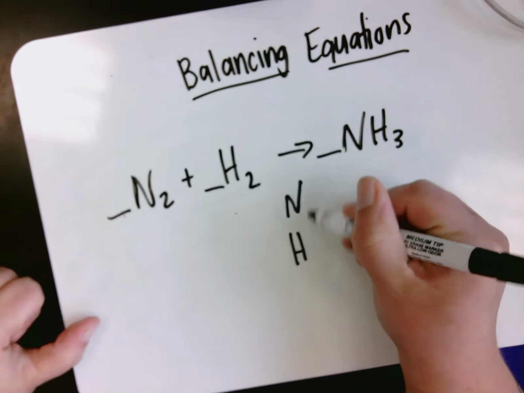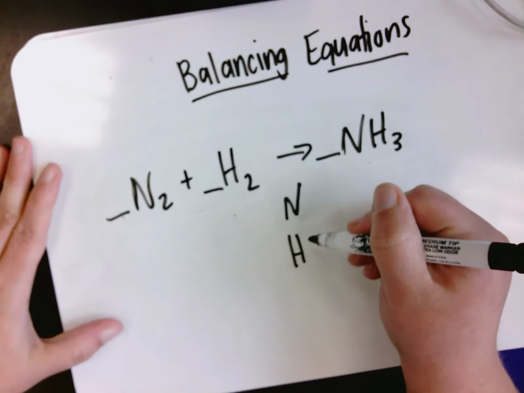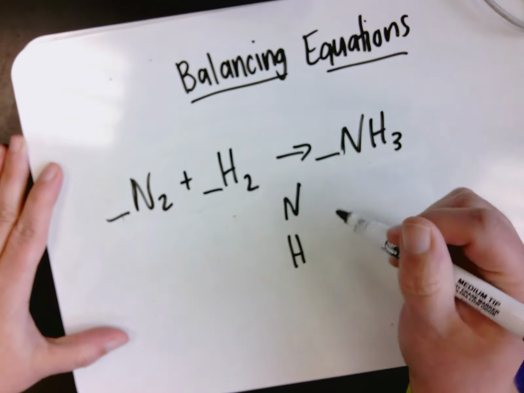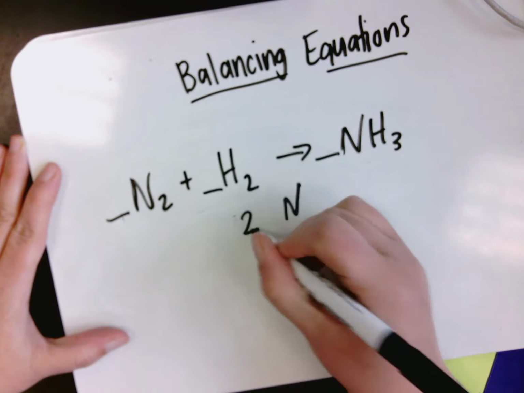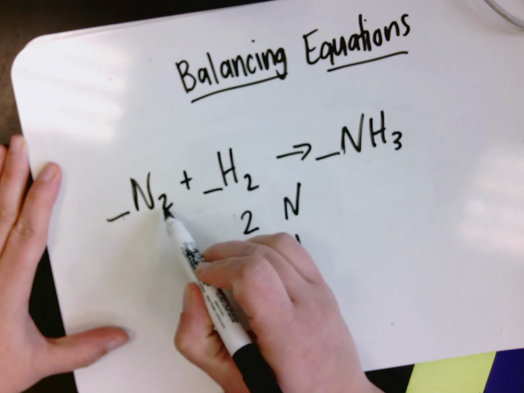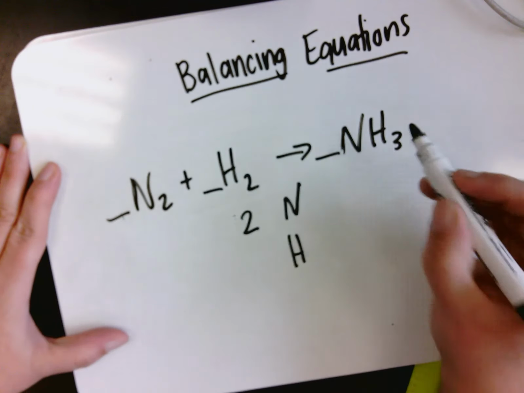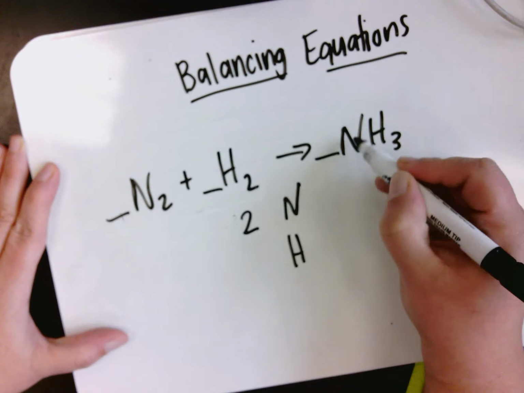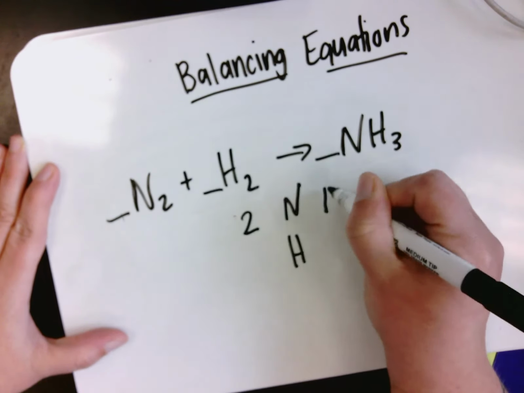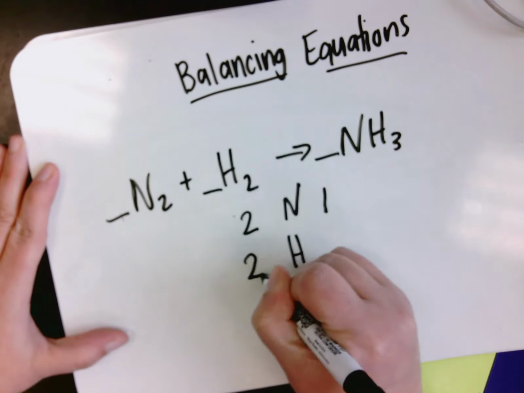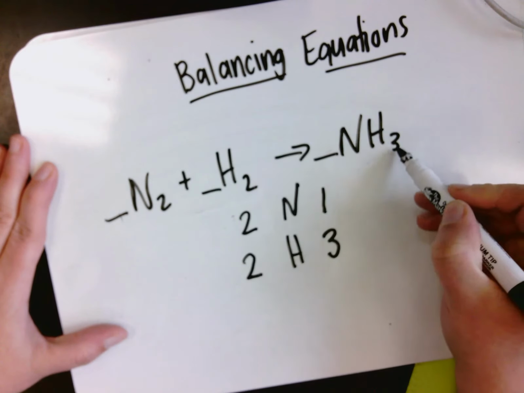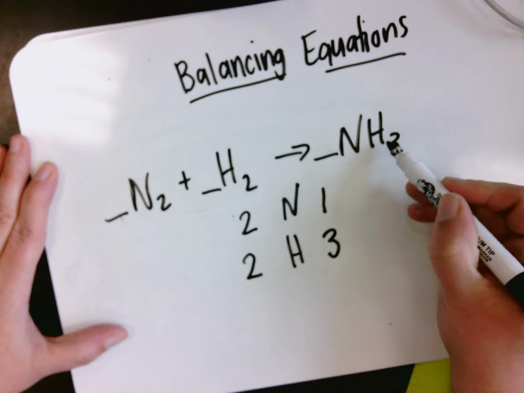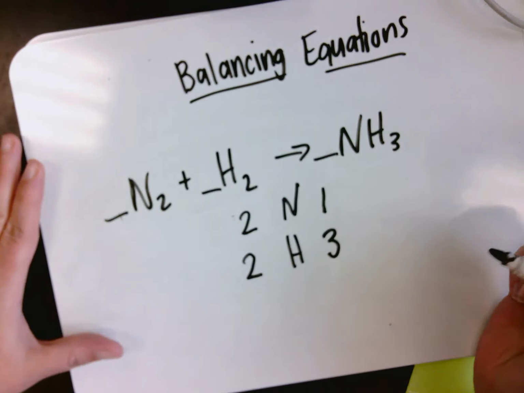Now that we know what elements we have, we need to start counting how many we have on each side. So on this side of the equation, on the reactant side, we have two nitrogens. This subscript of 2 here tells us that there's 2 of these. And then on this side, we only have 1 nitrogen. So we've got 1 over there. We have 2 hydrogens on our reactant side, and we have 3 on our product side. Remember, this subscript tells us that there are 3 of this atom. So we need to balance this.